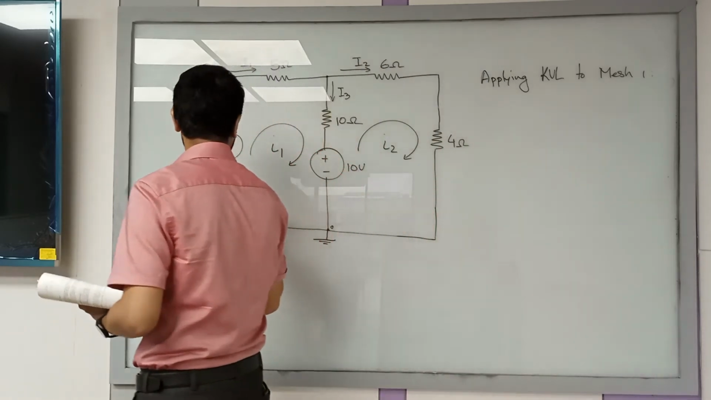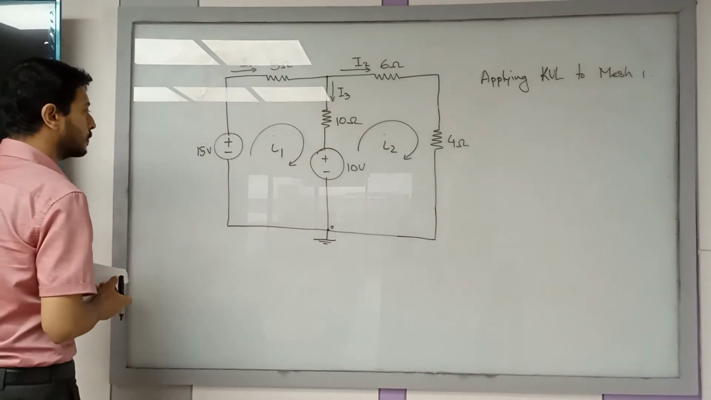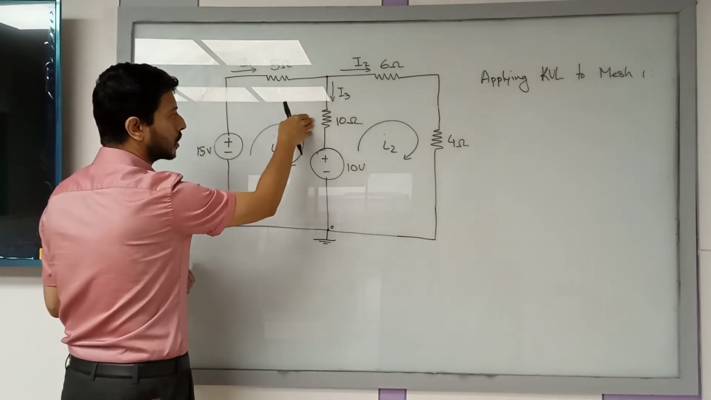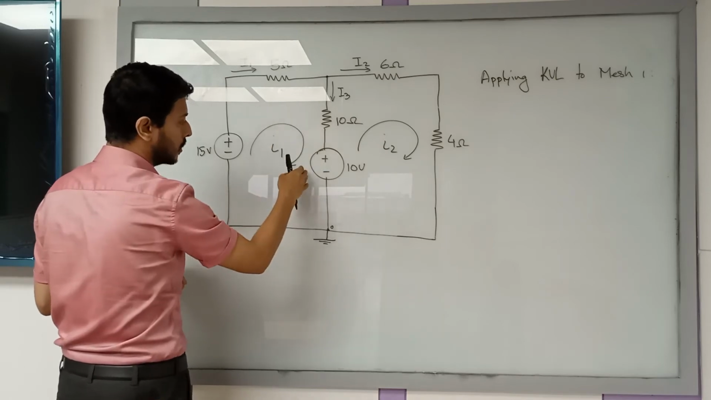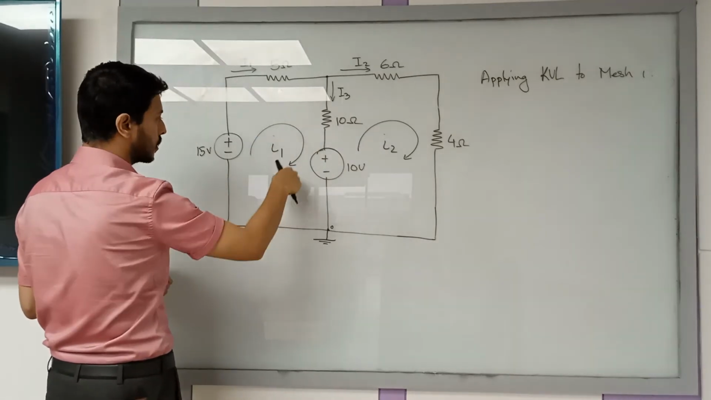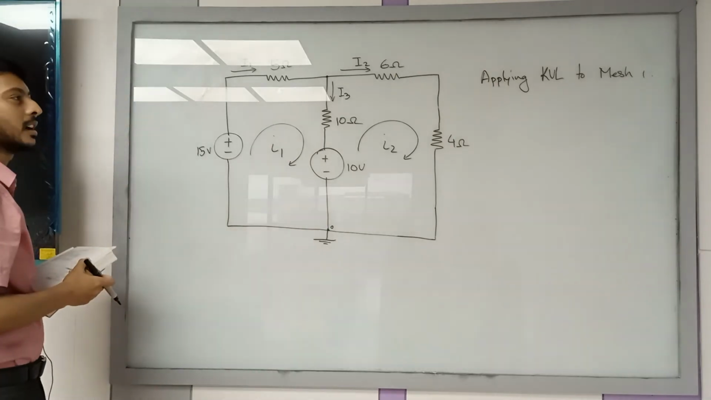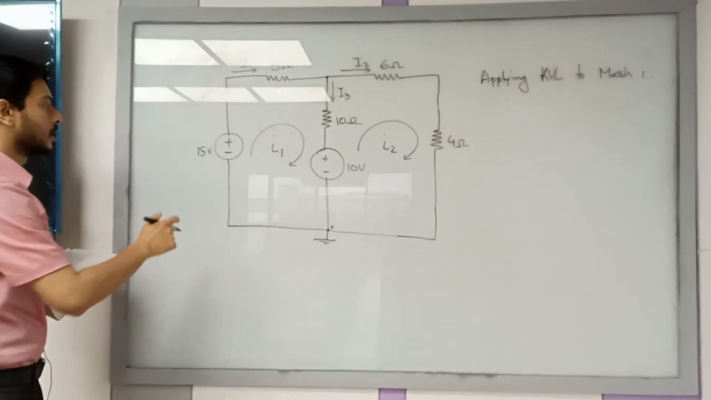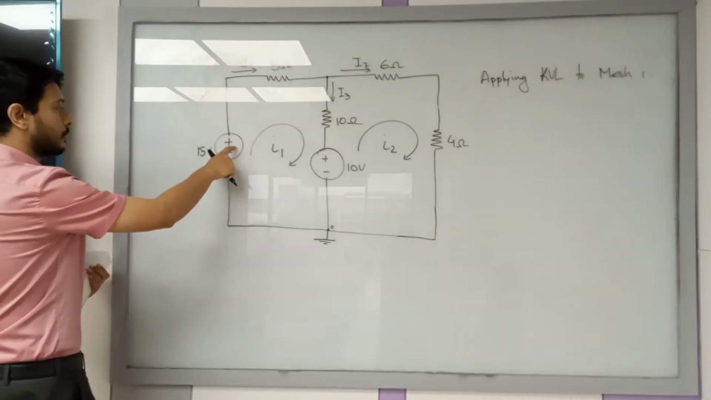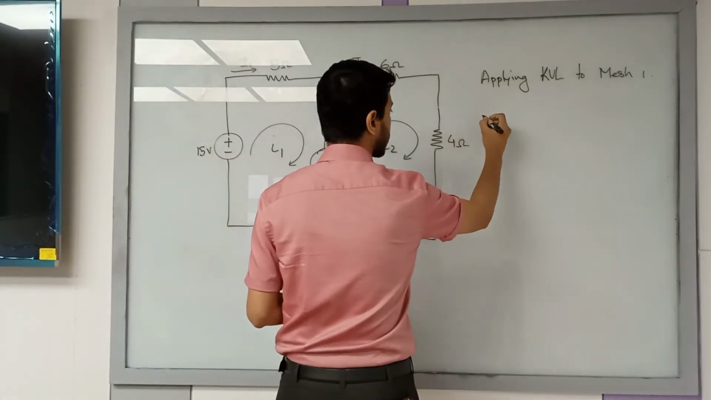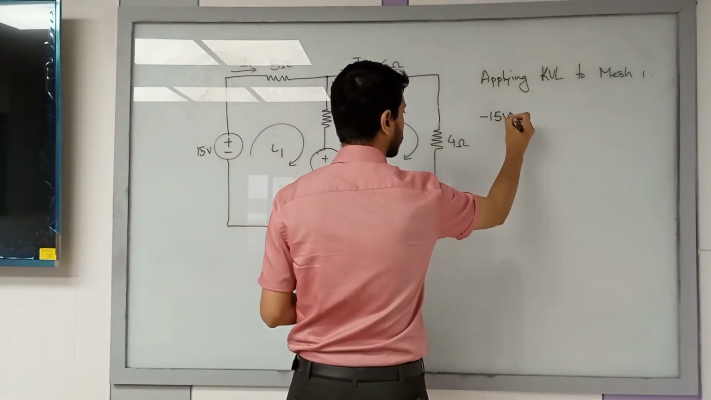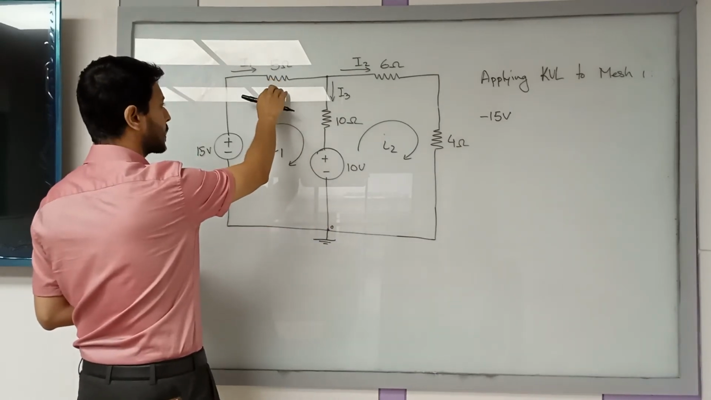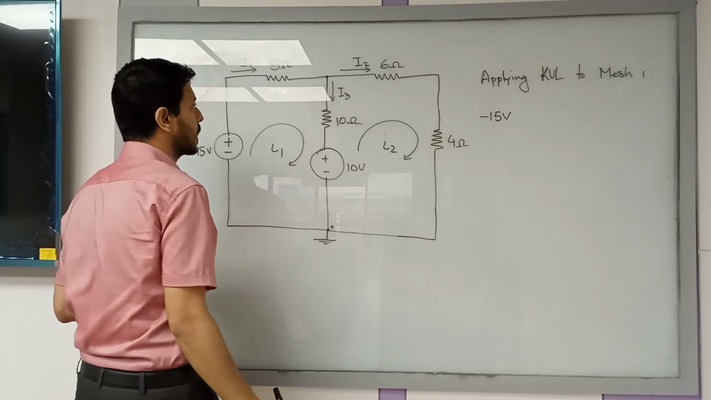When you apply KVL to this loop, you have a 15 volt source here, you have a voltage drop across this 10 ohm, and you have a voltage source here. You will be able to find an equation from here using KVL. This is a voltage source, it is supplying, so we will consider this as negative. This is a voltage drop, so this is absorbing, so consider it as positive.